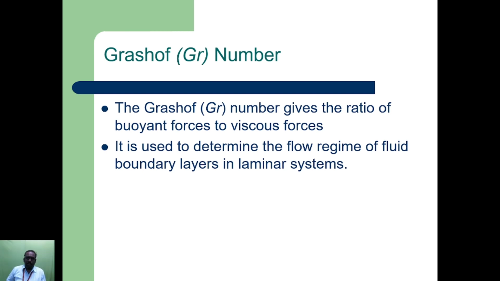Grashof number is the predominant number in free convection. In forced convection, Nusselt number is used. In free convection, Grashof number is used. Grashof number gives the ratio of buoyancy force to viscous force. It is used to determine the flow regimes of fluid boundary layers in laminar systems. In free convection mode the Reynolds number value will be very low, and Grashof number is one of the important numbers.